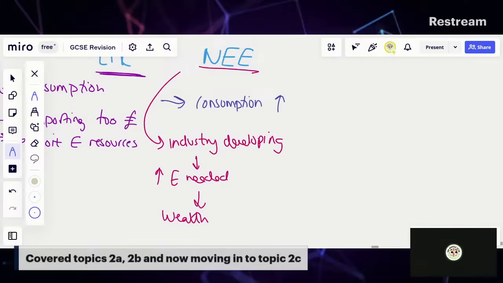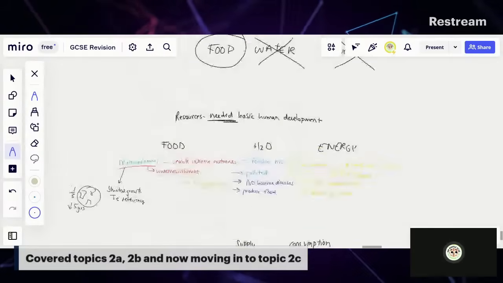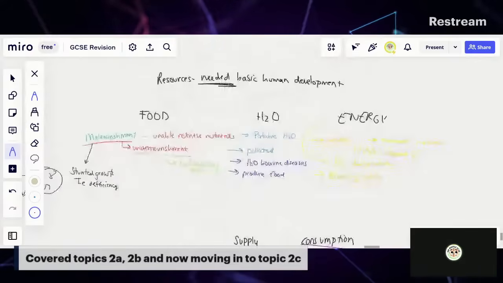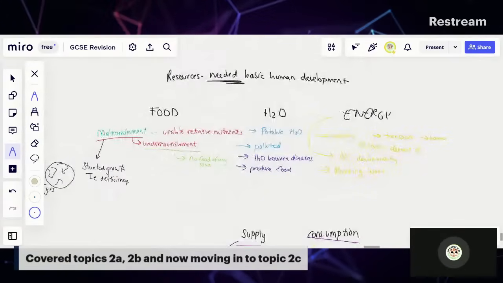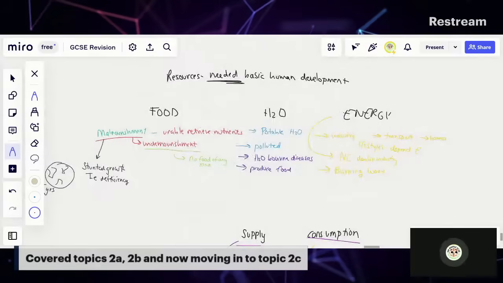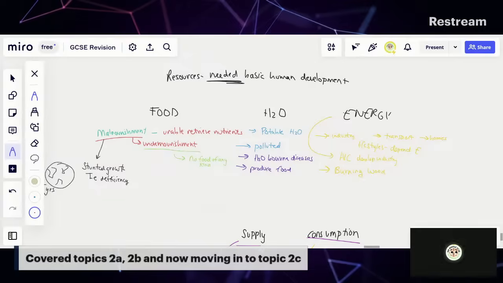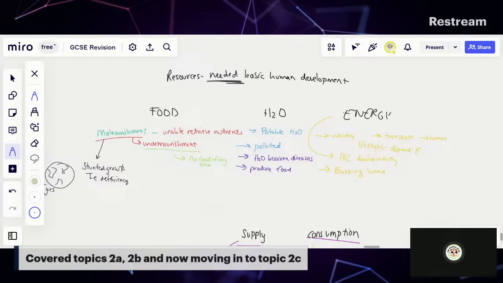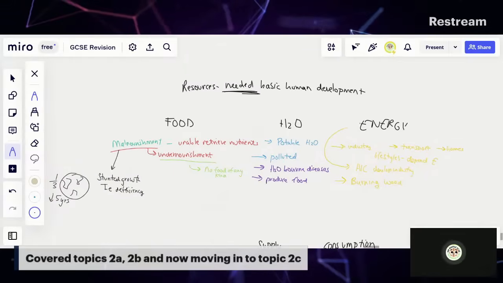Okay, now going back to the three resources we've looked at: food, water. Look for each of them at the demand and the supply and consumption and things like that, all key factors, before we go into our main topic of food. So, in terms of food in the UK, different types of food are becoming popular.